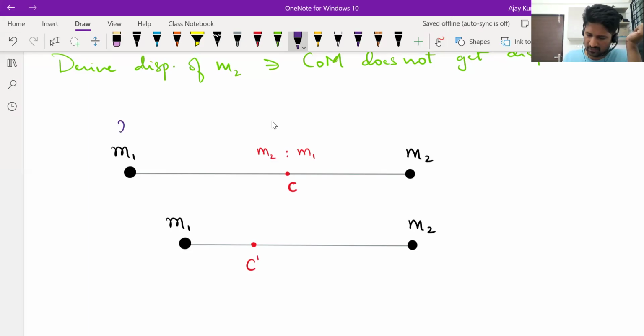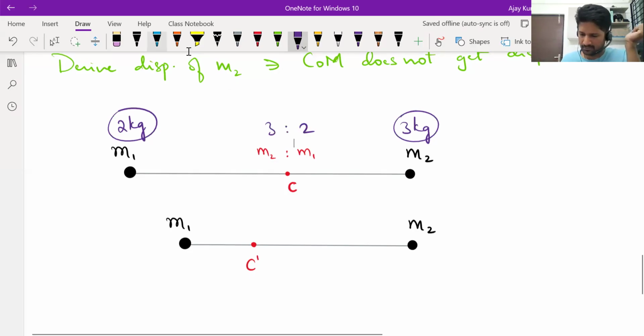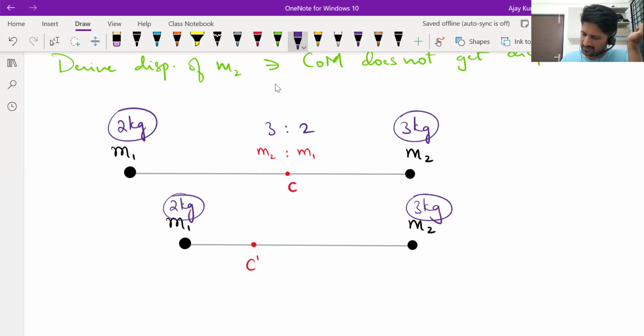So I'll assume this is 2 kg and this is 3 kg. So the center of mass is dividing the line joining them in the ratio 3:2. Reasonable. Now, even if it moves, this mass will still be 2 kg only. And this will still be 3 kg. Their center of mass should still be dividing them in the ratio 3:2 only, no? Then if it divides them in the ratio 3:2, 3 parts on this side, 2 parts on this side, the center of mass should now be here.